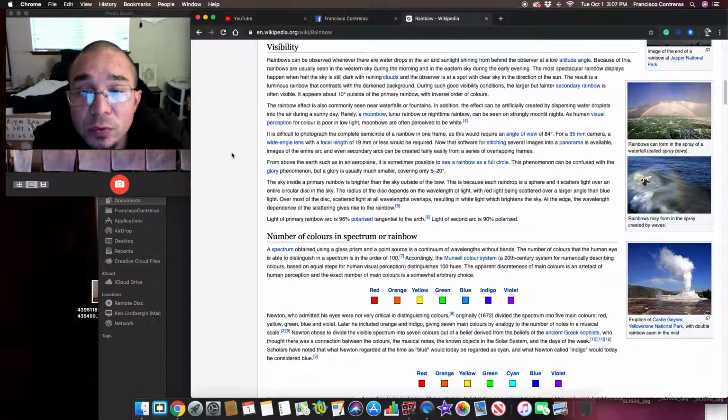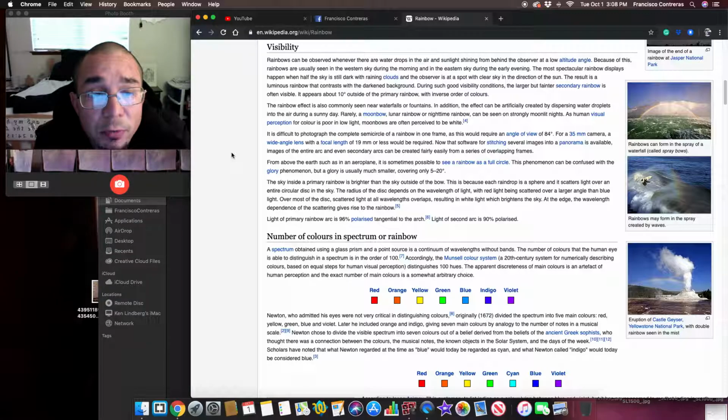It is difficult to photograph the complete semicircle of a rainbow in one frame, as this would require an angle of view of 84 degrees for a 35 mm camera. A wide-angle lens with a focal length of 19 mm or less would be required. Now that software for stitching several images into a panorama is available, images of the entire arc and even secondary arcs can be created fairly easily from a series of overlapping frames.